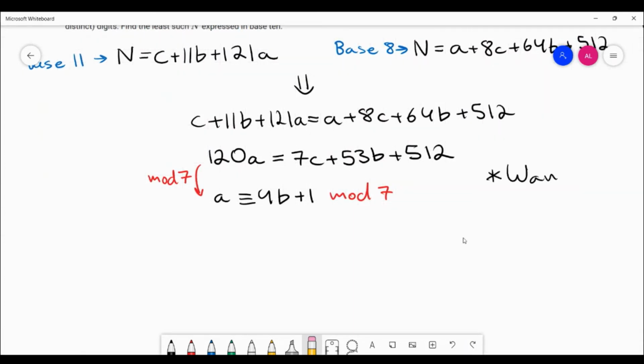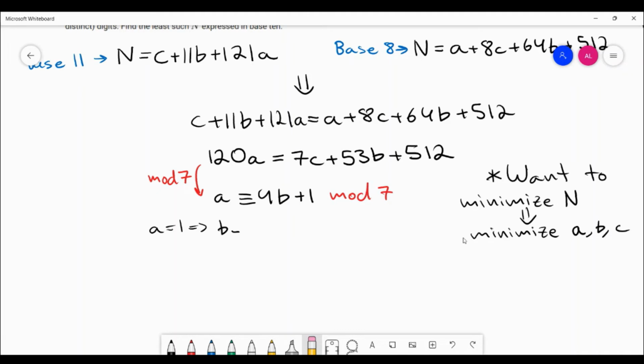So now, on a separate note, once again, we want to minimize n. So we have to minimize a, and eventually b and c. So in order to minimize a, we can have a equals 1, right? Then b would have to be equal to 0, and c actually turns out to be negative if we plug back into this equation. So we can't have a equals 1. The next a that is of this form right here is a equals 5. So that means b equals 1, and c actually equals 5. So these are the minimum digits, basically.